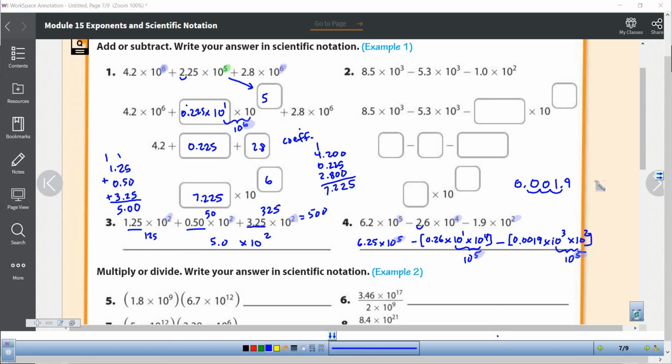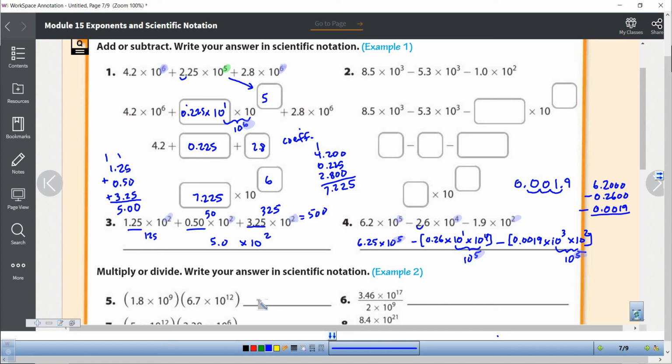So now that they're all the same, now I can add those coefficients. 6.20, 0.26, 0.0019. That means I need to add 2 more zeros on here. Oh, but now we're not adding, we are subtracting. But the good news is the idea is the same. We line everything up, right? So can we do this? 0 minus 0 is 0. 0 minus 9. Oh, we're going to have to borrow.